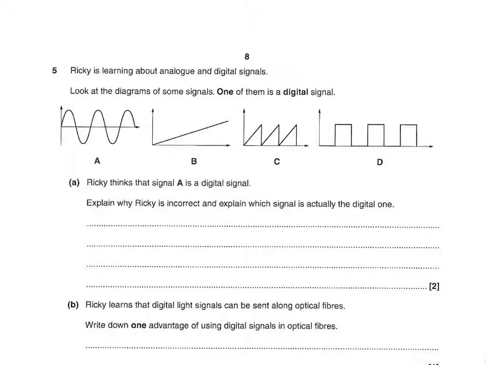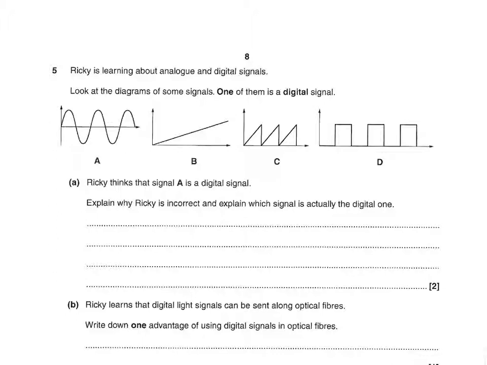So final question. It says, Ricky is learning about analog and digital signals. Look at the diagrams of signals. One of them is a digital signal. Ricky thinks that signal A is a digital signal. Explain why Ricky is incorrect and explain which signal is actually a digital one. So, firstly, if you said that A is analog, or it's continuously changing or variable, that'll get you the first mark. So firstly, just for saying A is analog. And then you need to spot the digital signal, which is D, and then say why.